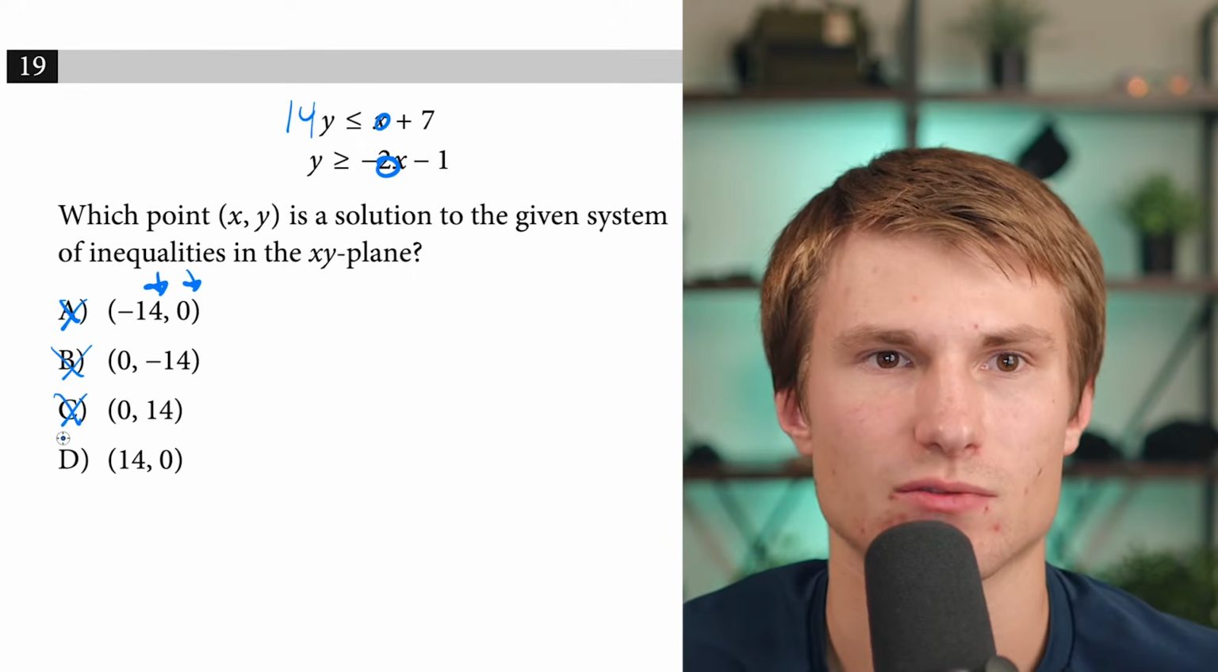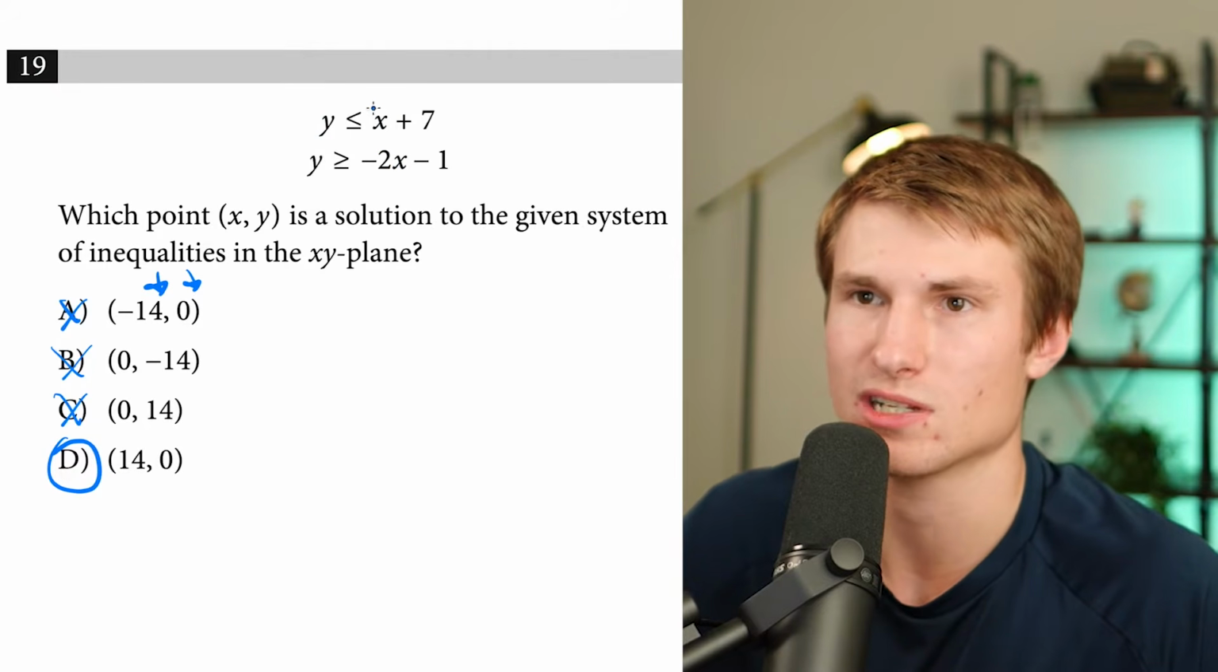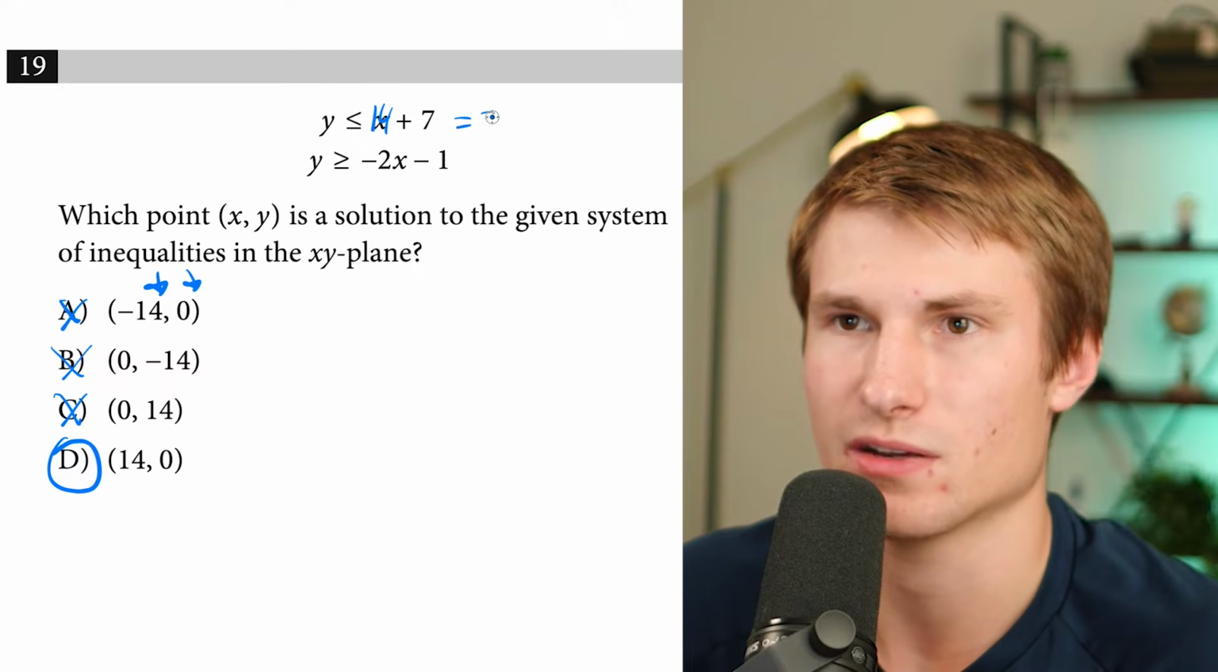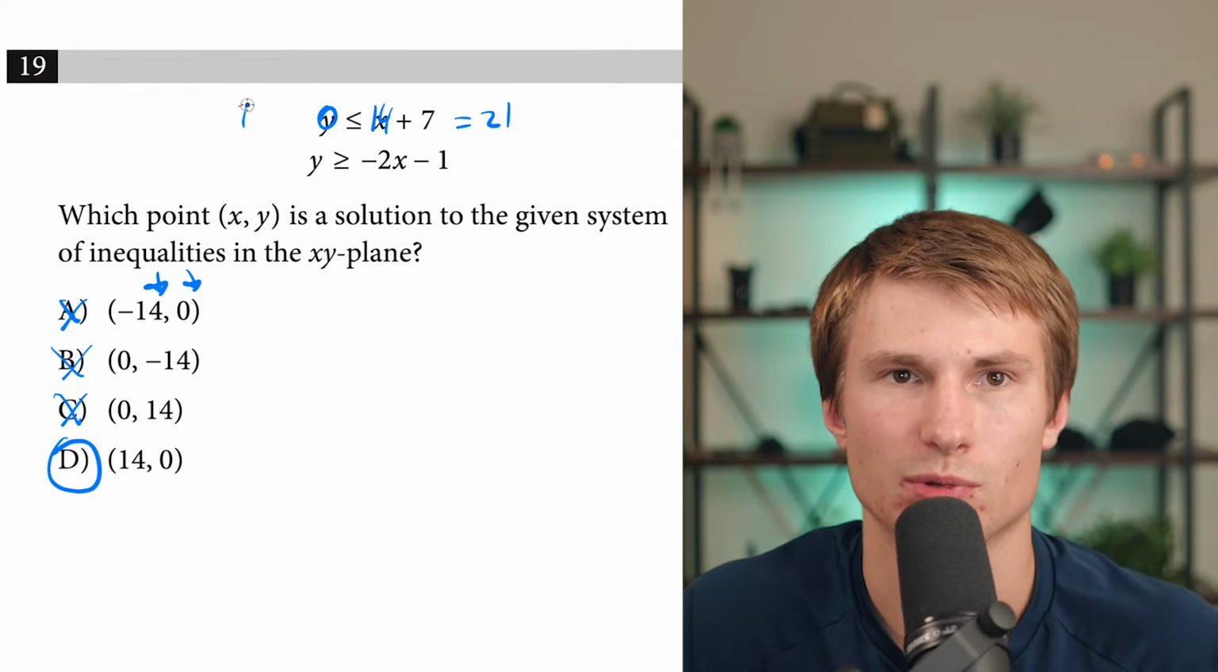It is not, so that's wrong. D has to be our correct answer. We can quickly double check that. So we plug in 14 for the value of x. 14 plus 7 is 21. Y is 0. 0 is less than or equal to 21. That's true, so we'll put that as T.